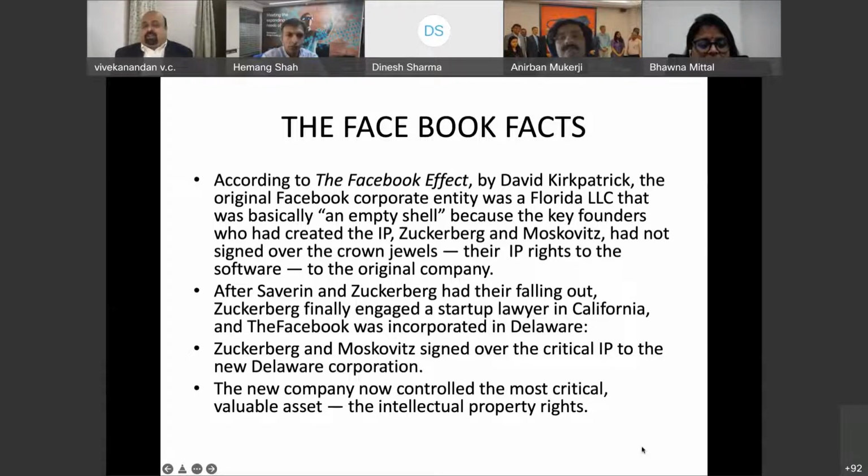Zuckerberg engaged a startup lawyer in California. Facebook was incorporated. As you all know, everybody goes to Delaware because it's a tax-free thing in many ways for many corporates. Zuckerberg and he assigned critical IP to the Delaware Corporation, the new company, and now control the most critical asset. After all, Facebook is nothing other than IP, right? There's nothing great about it in terms of huge creativity, but it's the IP which runs the whole show. Now you can see how this could be a disadvantage.